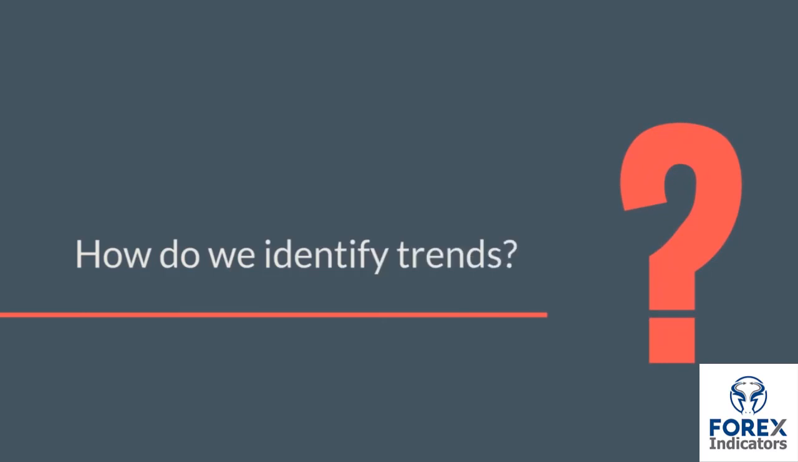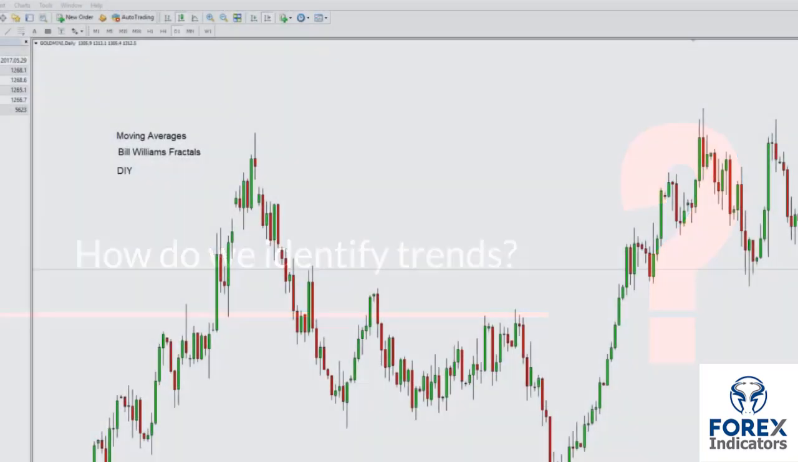How do we identify trends? Okay, now we are going to start looking at identifying trends. We're going to look at 3 separate methods of doing this: moving averages, Bill Williams fractals, and also DIY, do it yourself. And we will look at some of the benefits and drawbacks for each method.